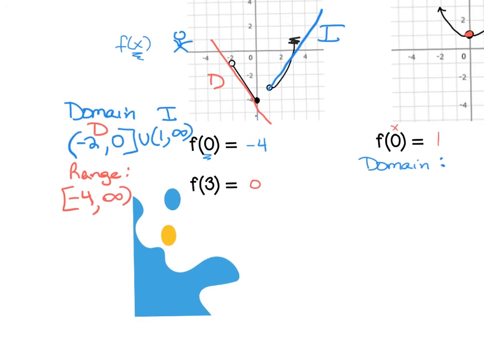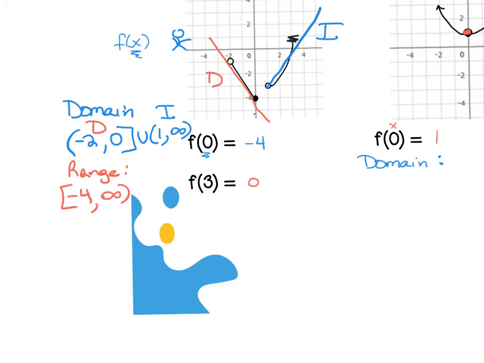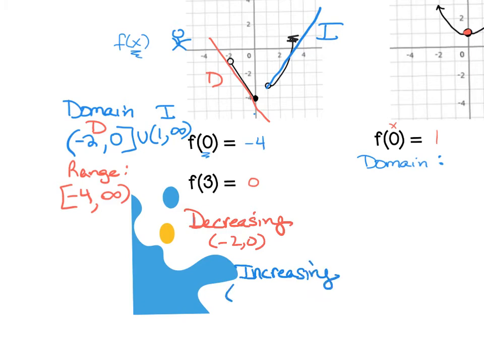So now I'll just rewrite that. My decrease is going to be from -2 to 0. And my increasing interval goes from 1 to infinity. Again, it always comes from the domain.